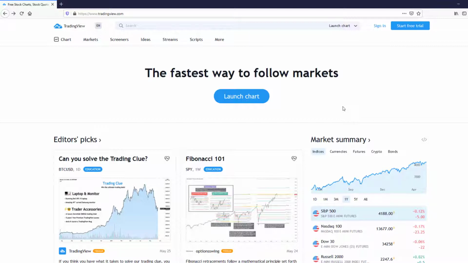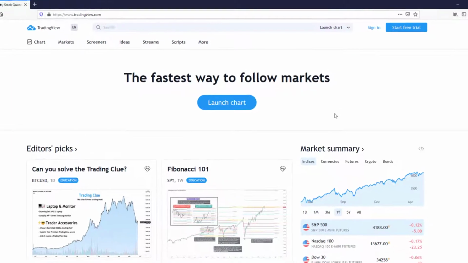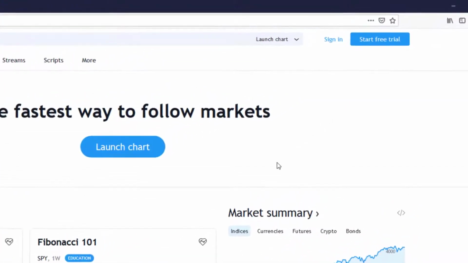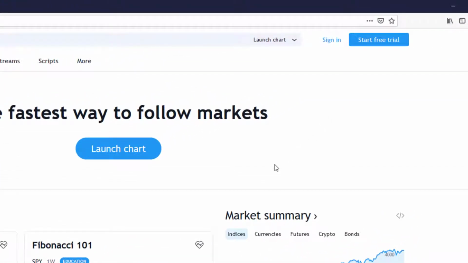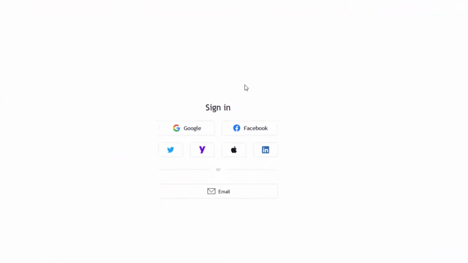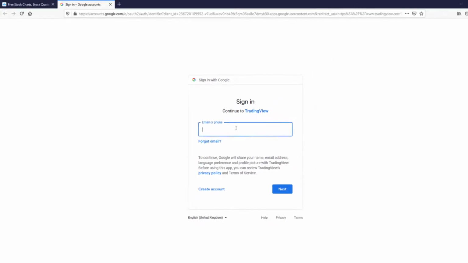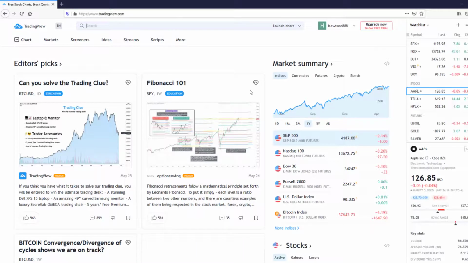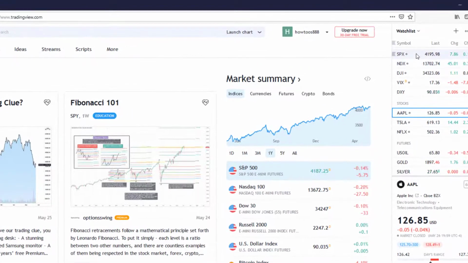To use Tradingview Paper Trade, you will have to first log into Tradingview. On Tradingview website, click Sign In. You can sign in using Google account, Facebook account or your email. Once you have signed in, click on the watchlist panel on the right.